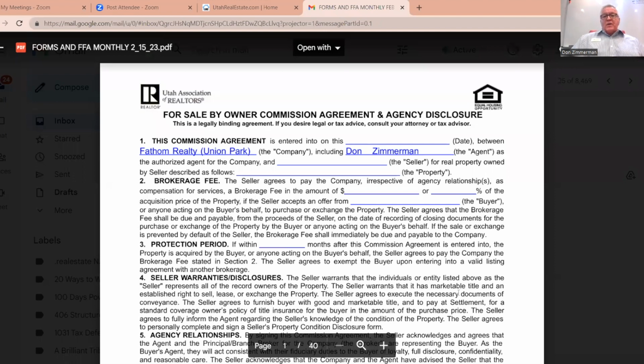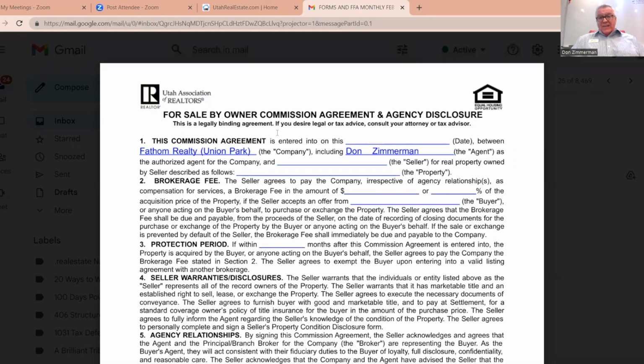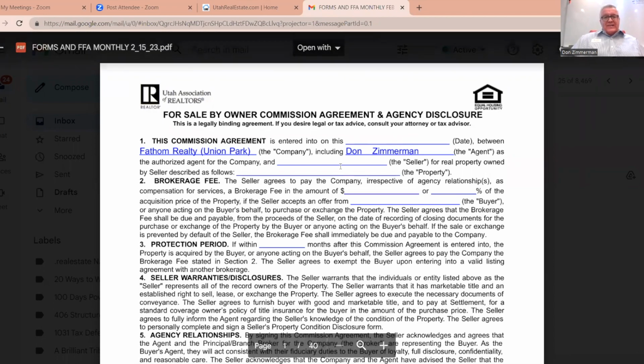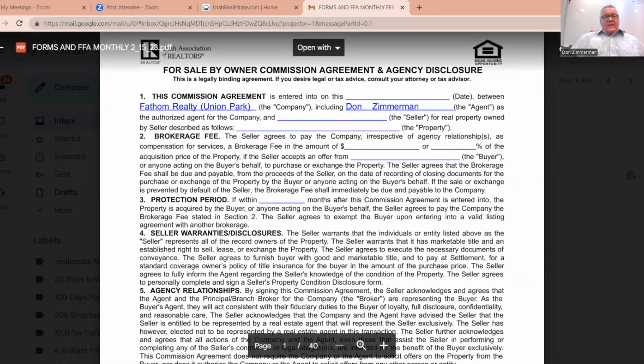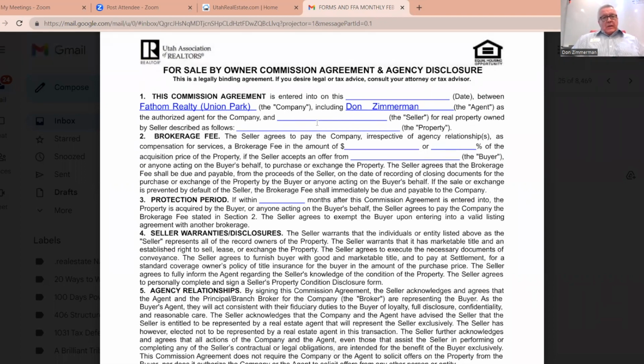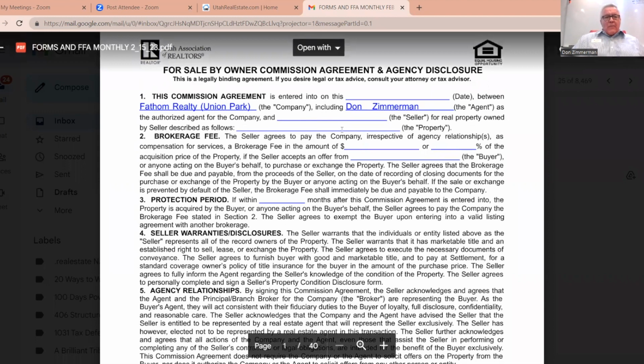So this would be the form that you use. When you do the for sale by owner commission agreement, you can see it's called a commission agreement and agency disclosure because it kind of does all of that. Just like in your listing agreement or your buyer broker agreement, there's a section on brokerage fee. So first of all, you're going to describe who the seller is, you're going to describe the property, and then you're going to describe the brokerage fee. You're going to fill that in just like you do on a buyer broker agreement or a listing agreement.